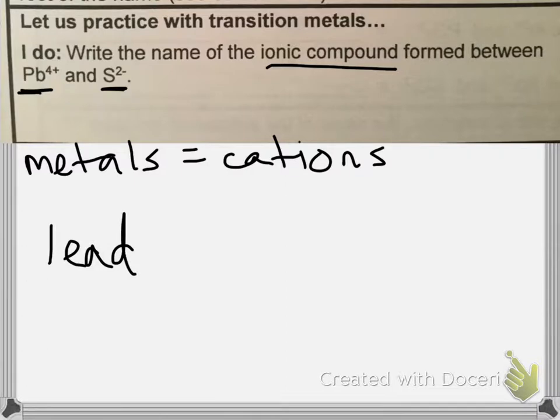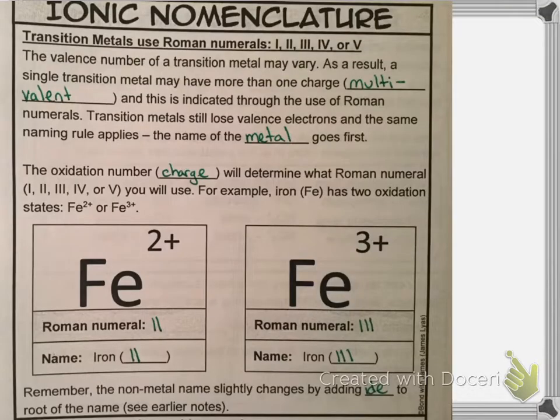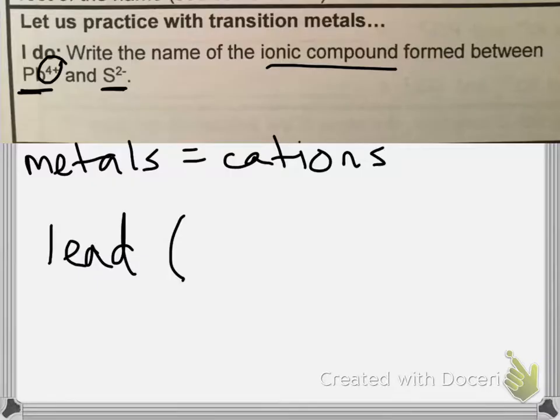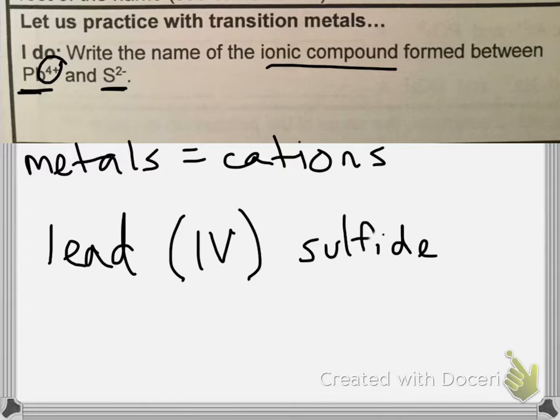Well, what's the charge on our element of lead? It is a 4+. So let's look back at our Roman numerals, and we're going to be using the Roman numeral 4. That indicates the charge of lead, and then sulfur becomes sulfide. And that's all there is to it. Go ahead and do the other 2 and then get Ms. Lehman to check them.